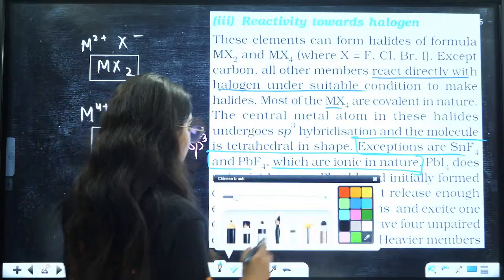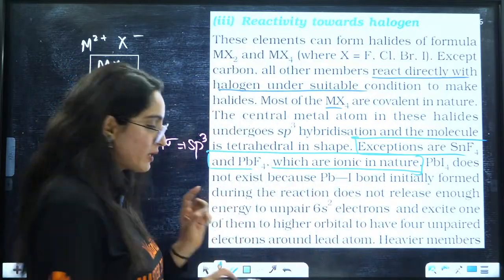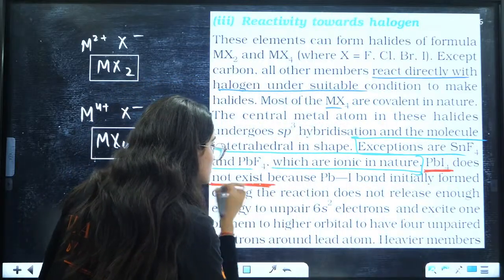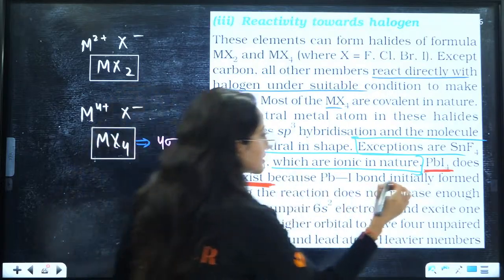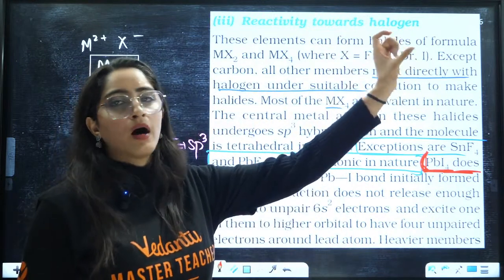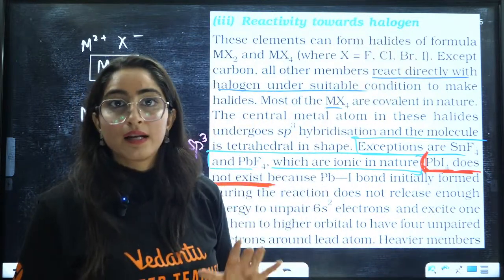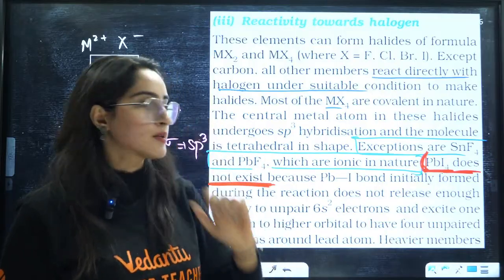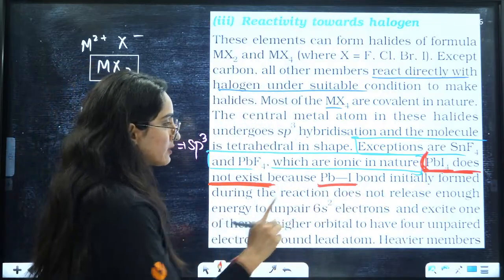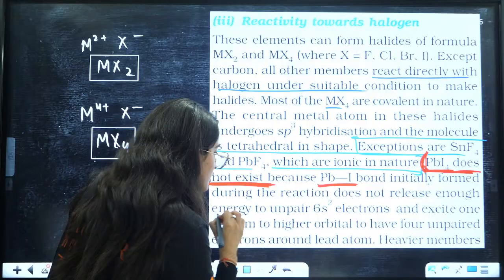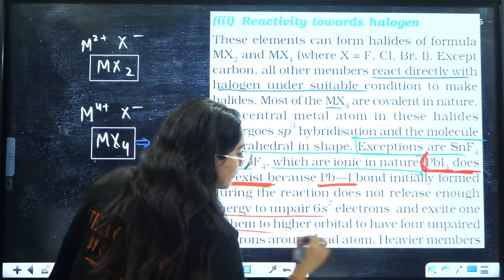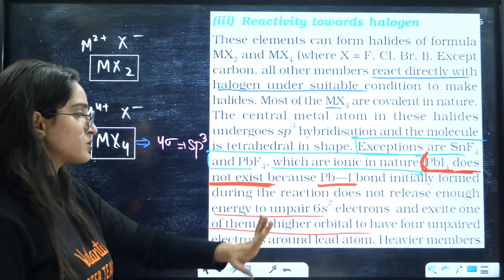Now next is very important, this question has also been asked: lead iodide does not exist, right? I think an assertion-reasoning question has been asked from this. First statement is lead tetraiodide does not exist. The reason is because the Pb-I bond initially formed during the reaction does not release enough energy to unpair the 6s2 electrons and excite one of them to a higher orbital to have 4 unpaired electrons around the lead atom.